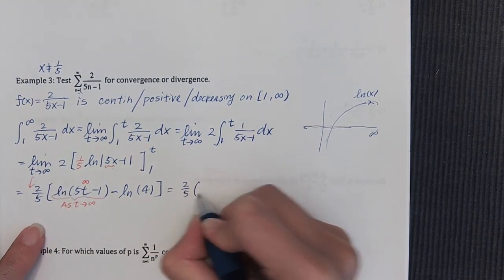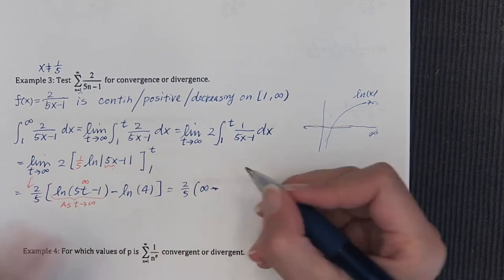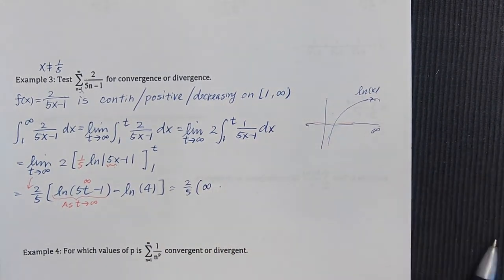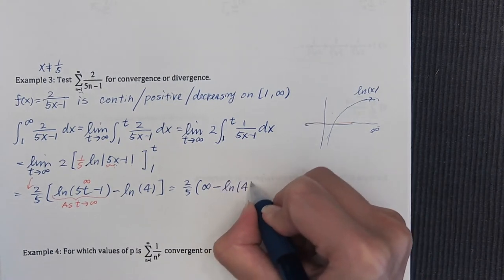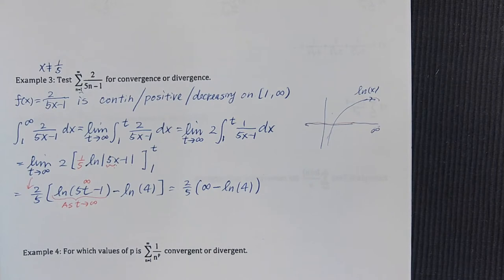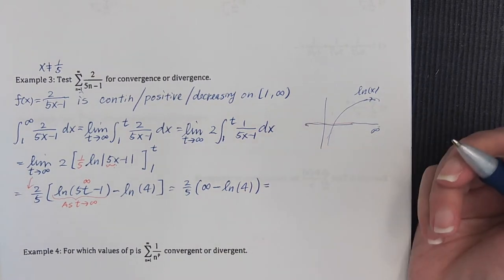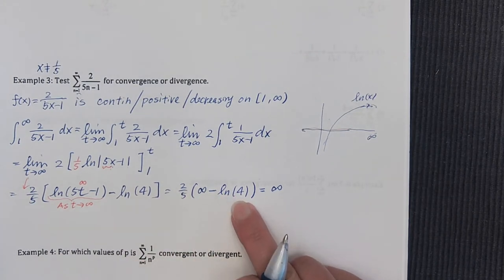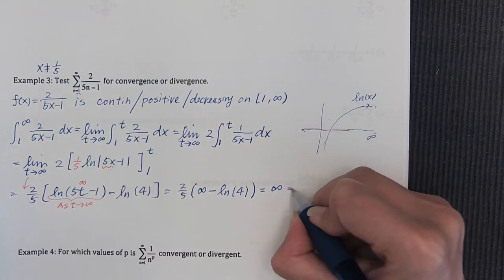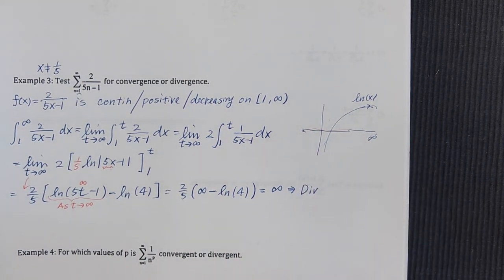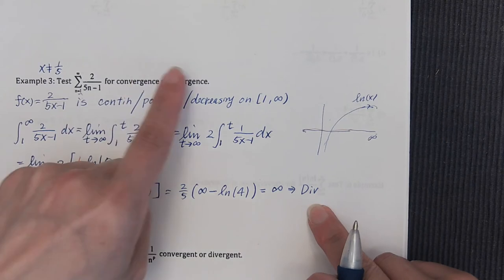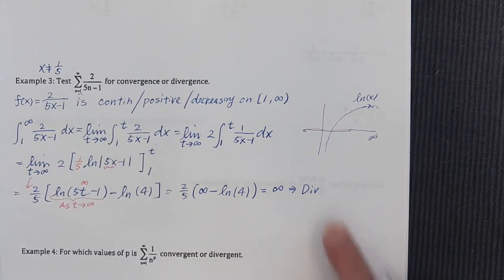So it's 2/5 times infinity minus the natural log of 4. Which means what? Infinity minus such a small number is infinity, right? It's a huge number, and subtracting such a small number is not going to change anything. So it's infinity, which means it's divergent. Its integral is divergent, which means my summation is divergent. Does that make sense?